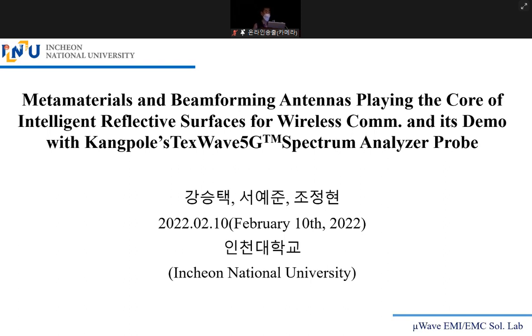I'm going to give a talk regarding metamaterials and beamforming antennas playing the core of intelligent reflective surfaces for wireless communication, and its demo with the Kahng TextWave 5G spectrum analyzer probe.